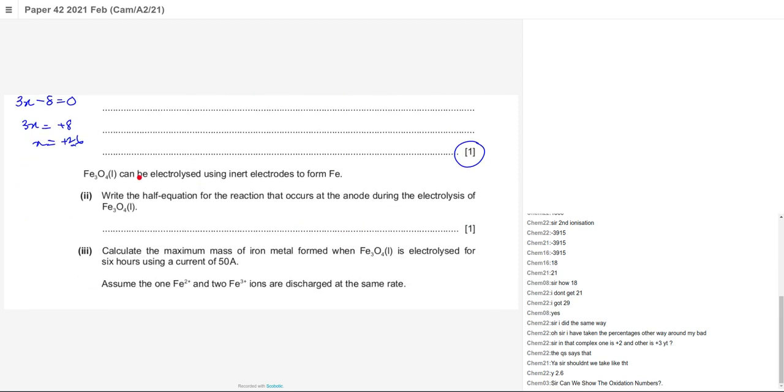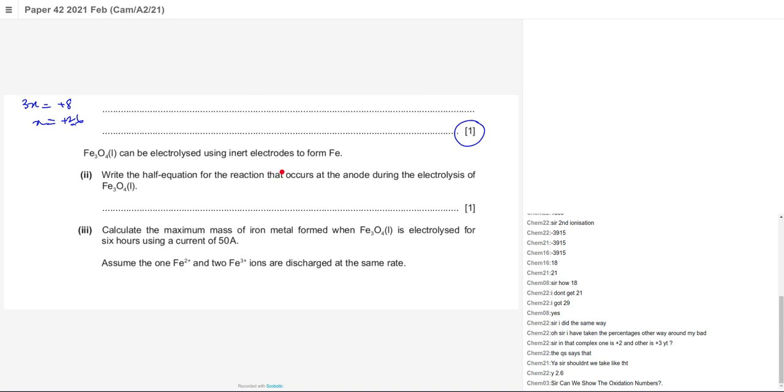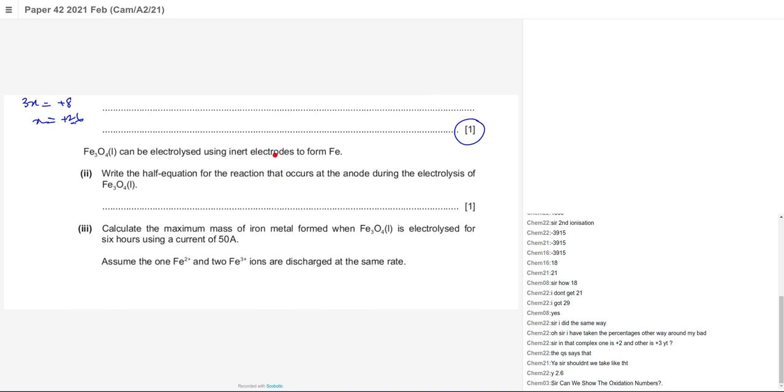Okay. The mixed oxide can be electrolyzed using inert electrodes to form iron. Write the half equation for the reaction that occurs at the anode during the electrolysis of Fe3O4. Anode attracts the anion, right? So the anion here, there are 2 cations. There is 1 Fe2+ and 2 Fe3+ ions, right? The anion is only oxygen.